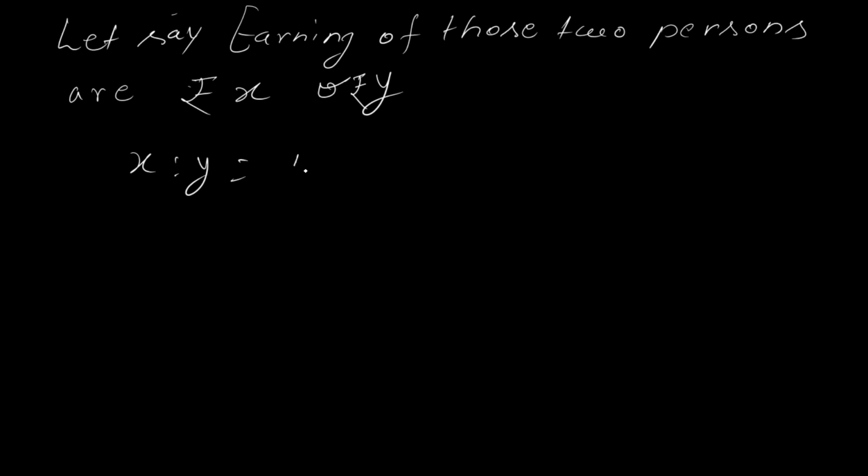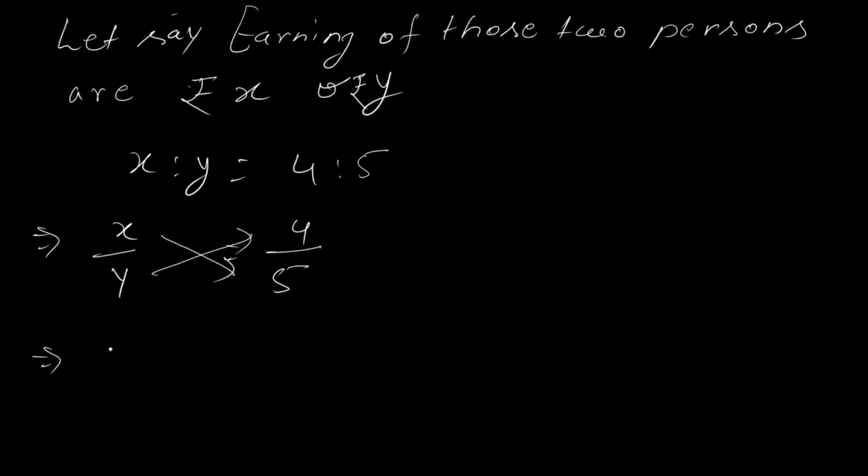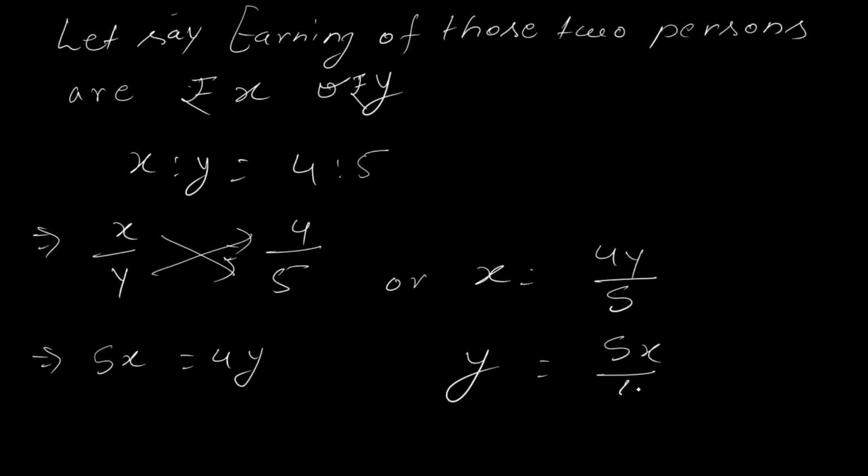So can I equate this? Yes, 4:5 and you know x by y and 4/5. So your favorite cross multiplication, 5x equal to 4y, or if I want to write x equal to 4y divided by 5 और y equal to 5x divided by 4. यहाँ तक किसी को प्रॉब्लम है? No sir, we don't have any problem.